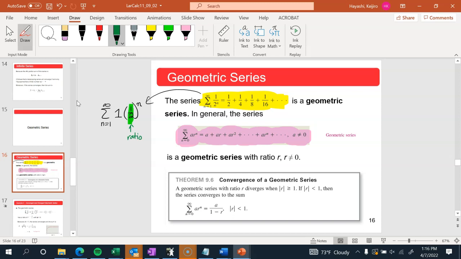So there's an easy way to tell whether a geometric series converges or diverges, and that's going to be based on what the ratio is. If the ratio is in between -1 and 1, basically, the ratio can be negative, that's fine. But as long as its absolute value is less than 1, it's going to converge.